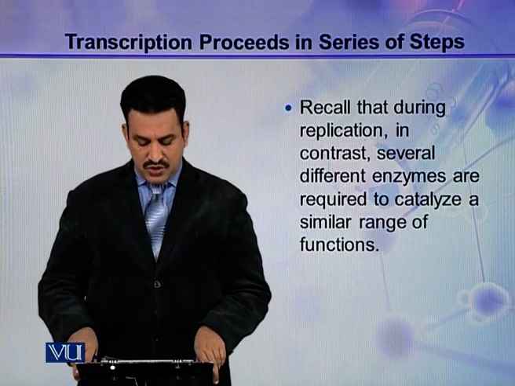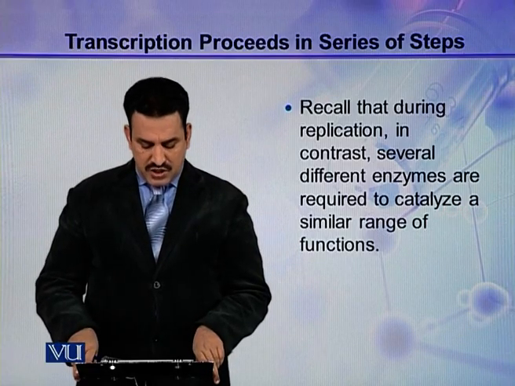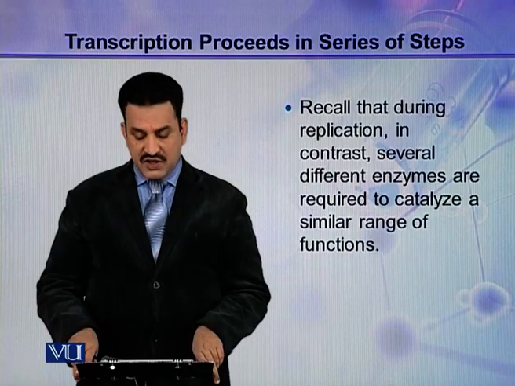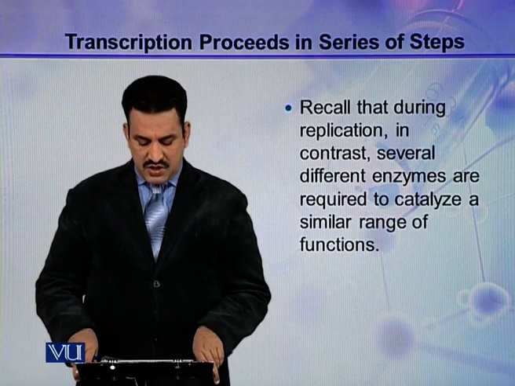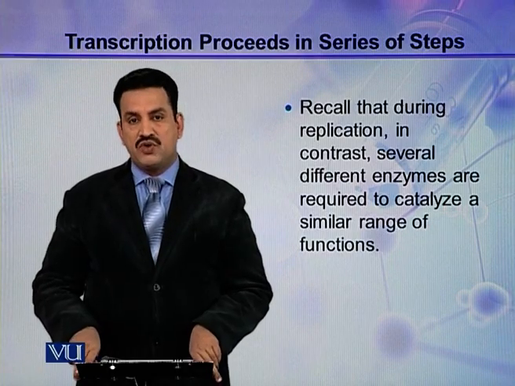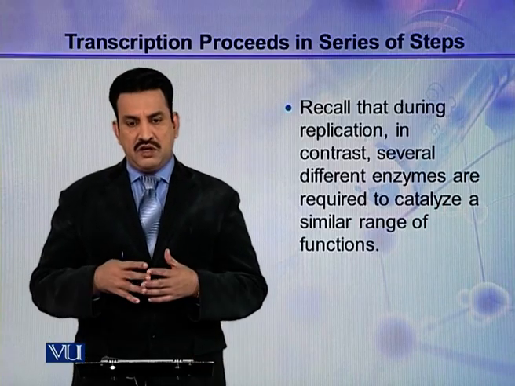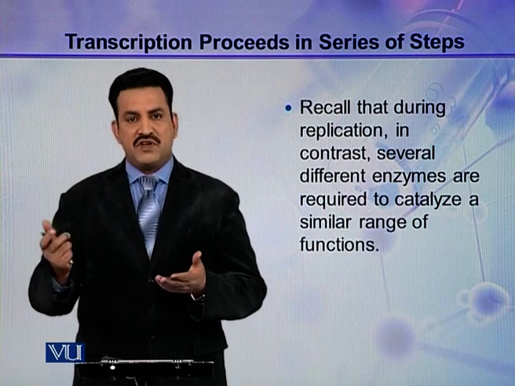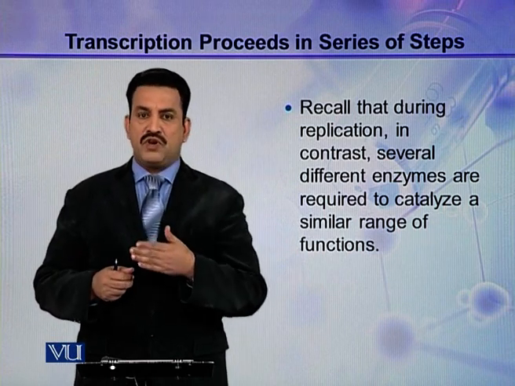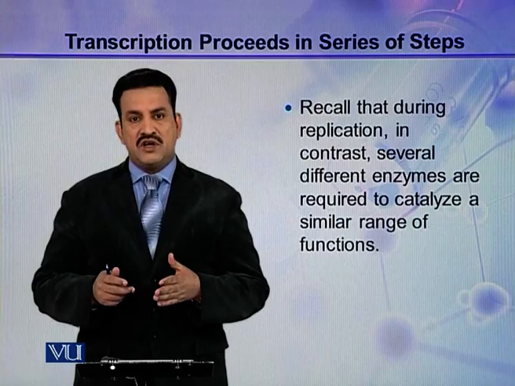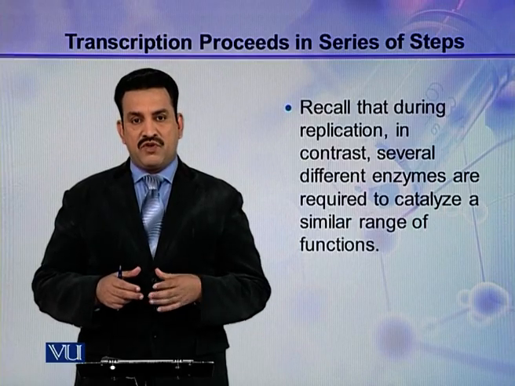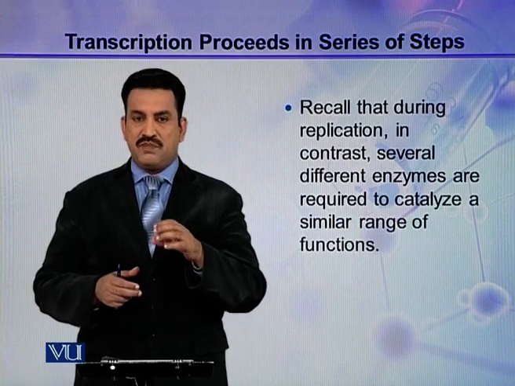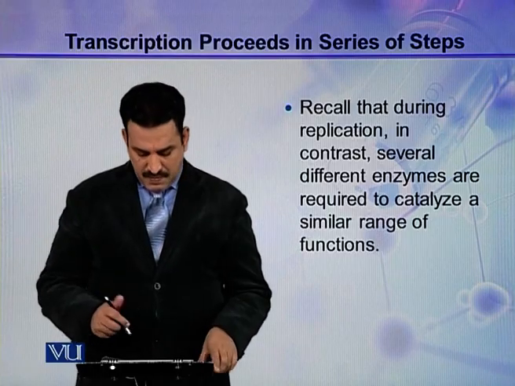Recall that during replication, in contrast, several different enzymes are required to catalyze a similar range of functions. That is, proofreading is performed by a different enzyme, unwinding is performed by a different enzyme, extension is performed by a different enzyme. But here, all these tasks are performed in a single step by this enzyme.